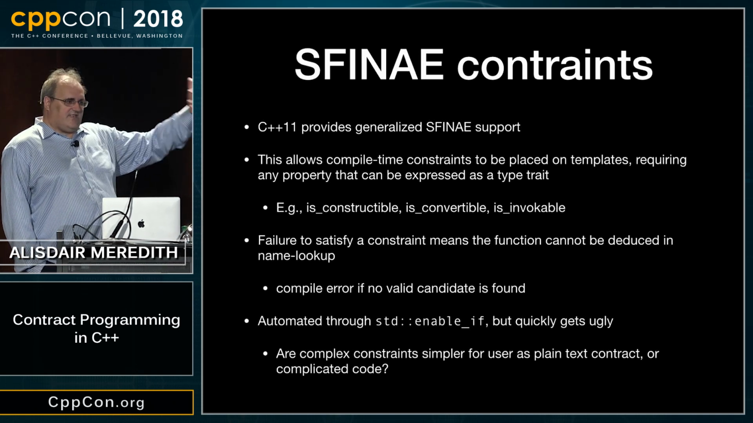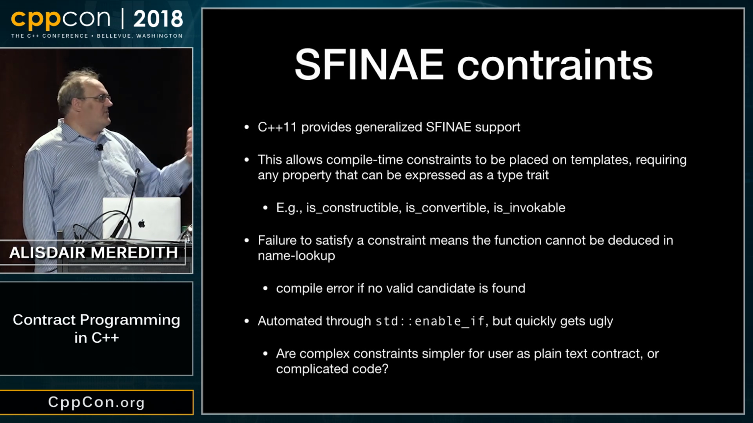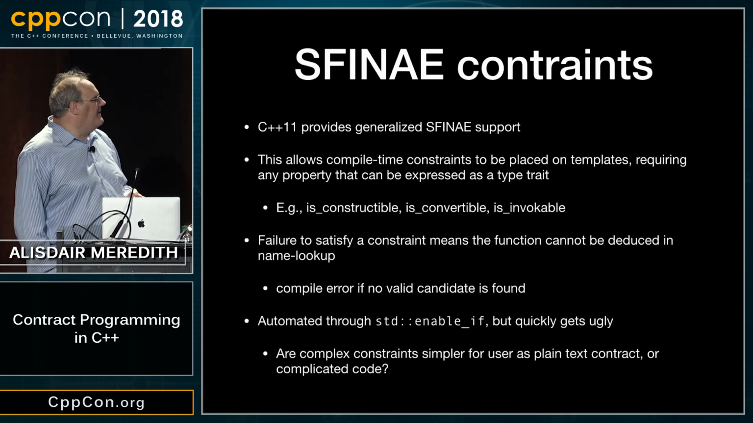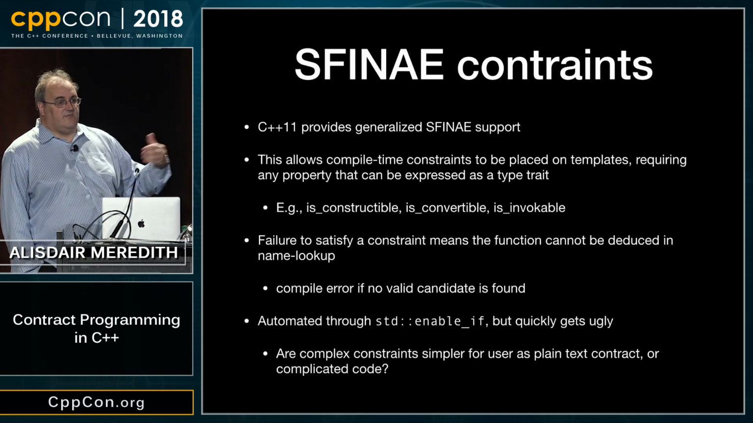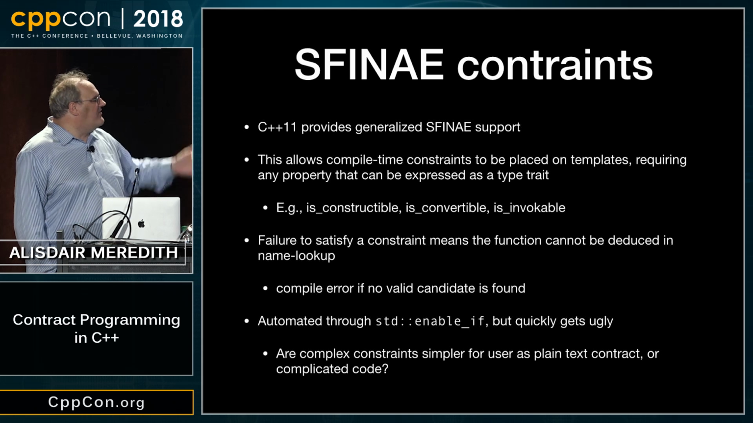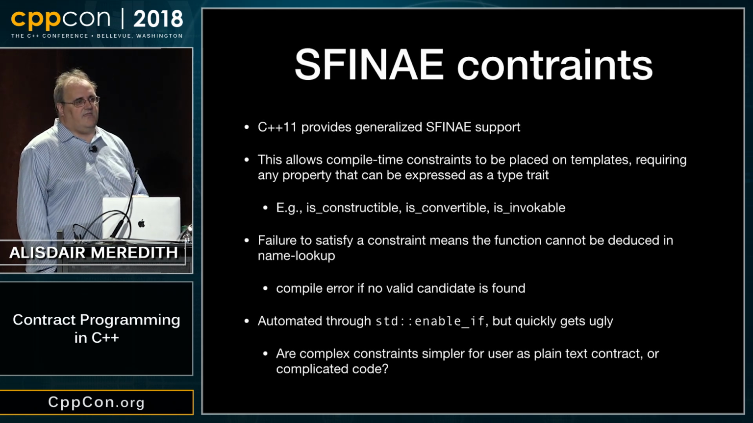So again, this is a way of expressing constraints directly in code, which is often a good thing. We now have standard type traits that make some of these expressions much easier to handle. So we've got is_constructible, is_convertible, and is_invocable in C++17.